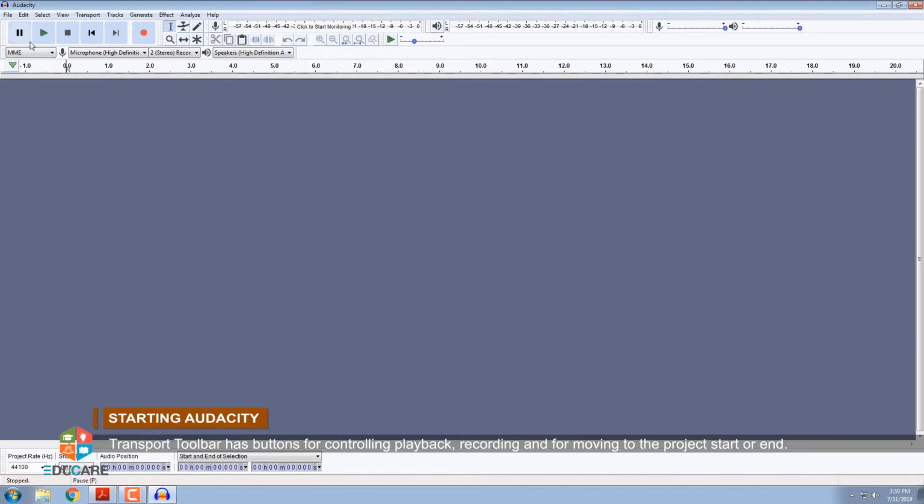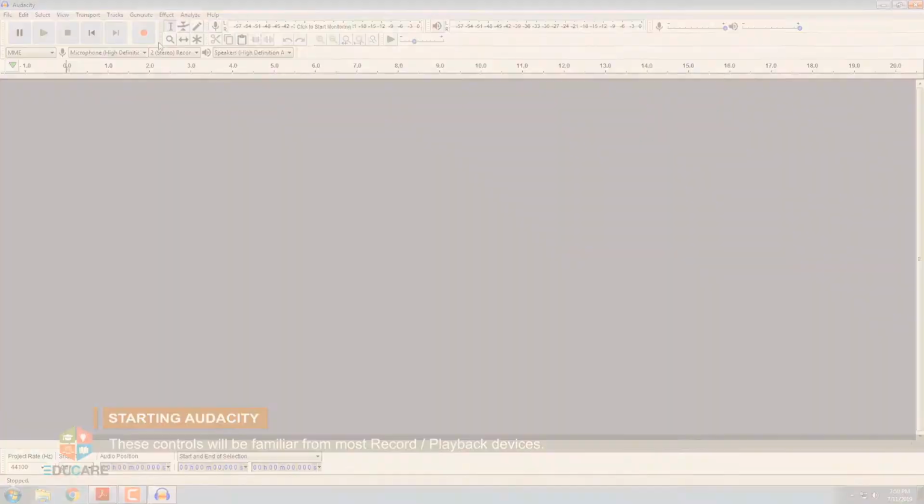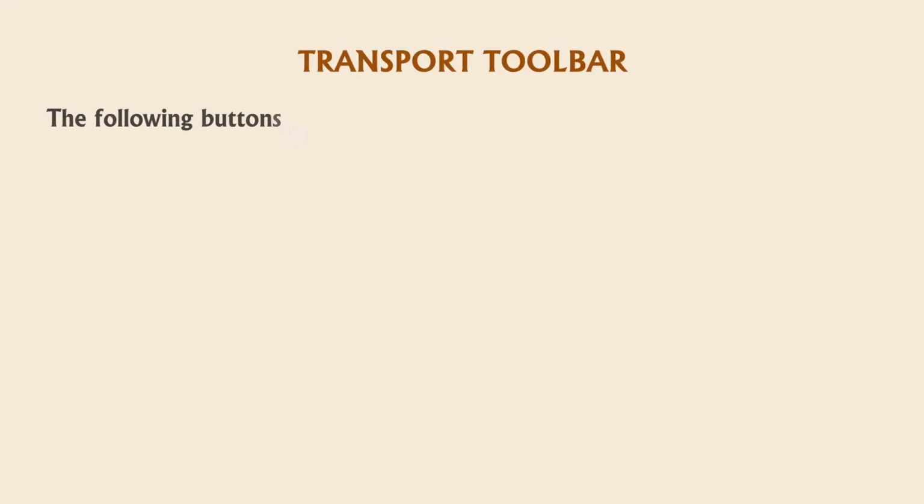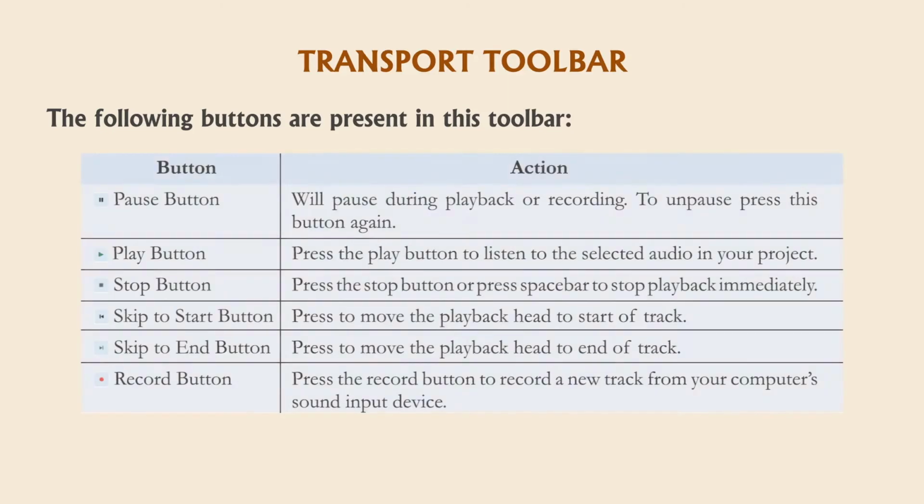Transport toolbar has buttons for controlling playback, recording and for moving to the project start or end. These controls will be familiar for most record or playback devices. The following buttons are present in this toolbar. Button. Action. Pause button. Will pause during playback or recording. To unpause, press this button again.